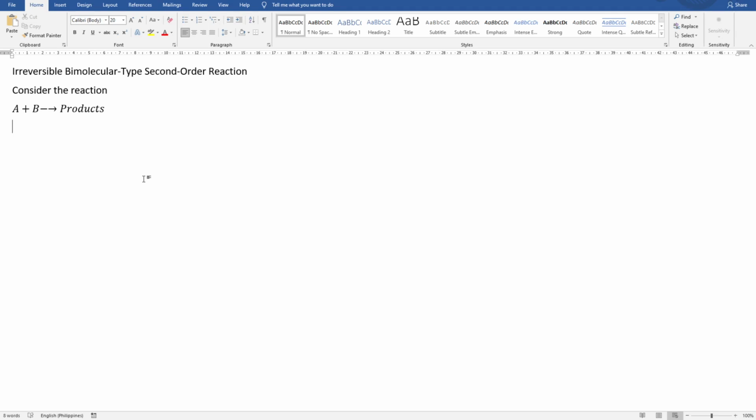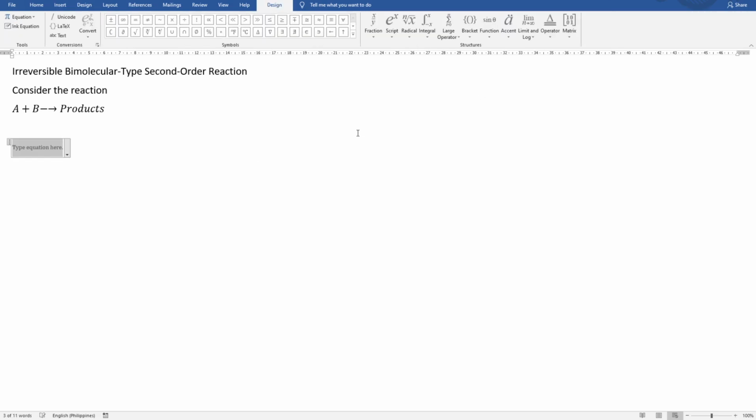So now we will be moving forward to the next type of reaction, which is for a second order reaction. This time we'll be doing the bimolecular type second order reaction. So A plus B forming into products.